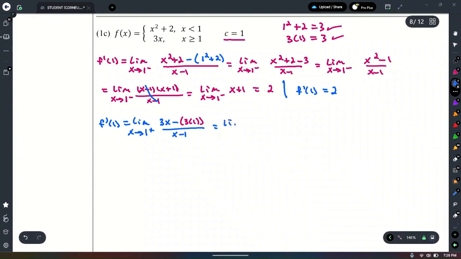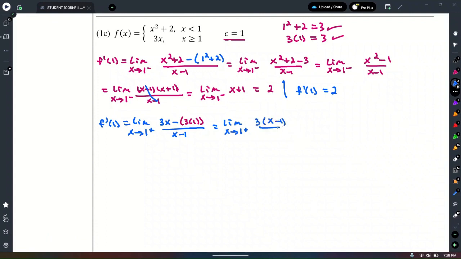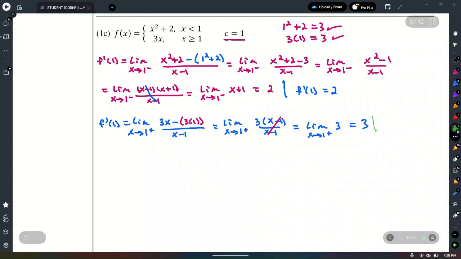So here's what we get. We have the limit as x goes to 1 from the right of 3 times x minus 1 over x minus 1. My x minus 1's reduce, and we're left with the limit as x goes to 1 from the right of 3, which is 3. So to rewrite this, coming from the right-hand side, we ended up with f prime of 1 is equal to 3.